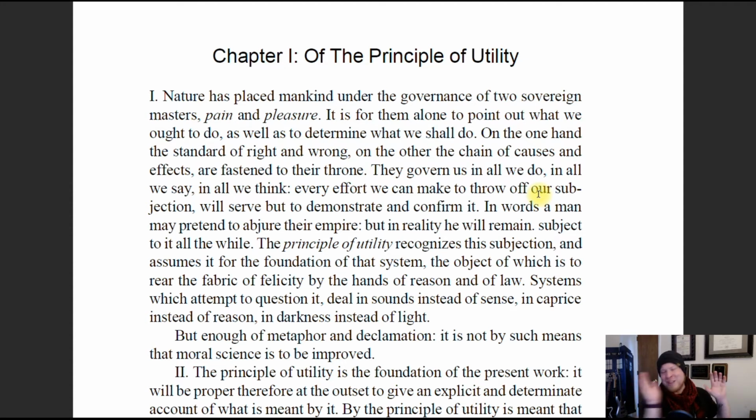You might think, no, I don't really think about pain and pleasure as being the root of morality. But in reality, he will remain subject to it all the while. The principle of utility recognizes this subjection and assumes it for the foundation of that system, the object of which is to rear the fabric of felicity by the hands of reason and law. Systems which attempt to question it deal in sounds instead of sense, in caprice instead of reason, in darkness instead of light. In short, what he's saying here is if you think that morality has anything to do other than with pain and pleasure, you're wrong. Everything is under its dominion, its empire.